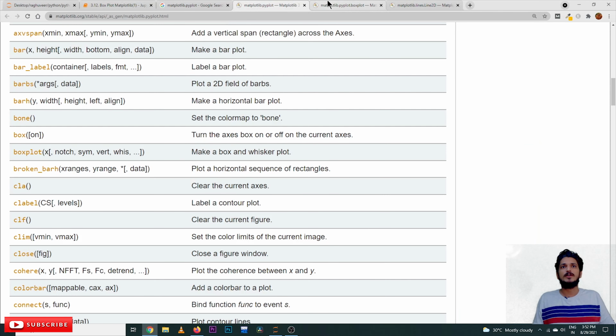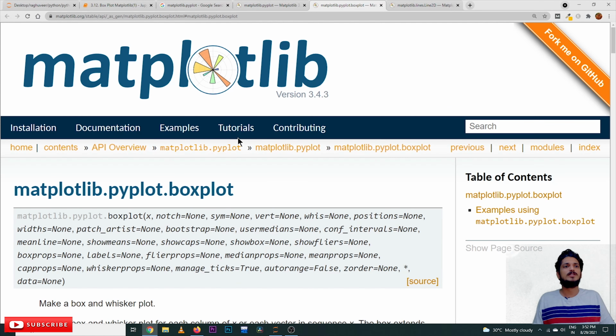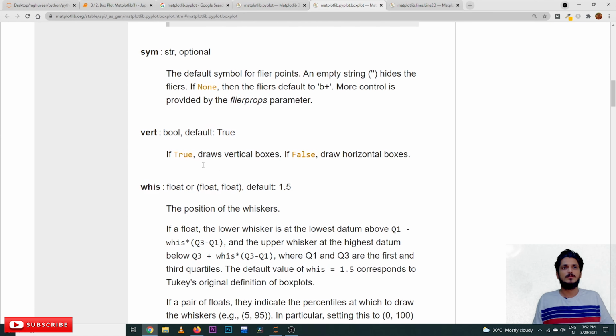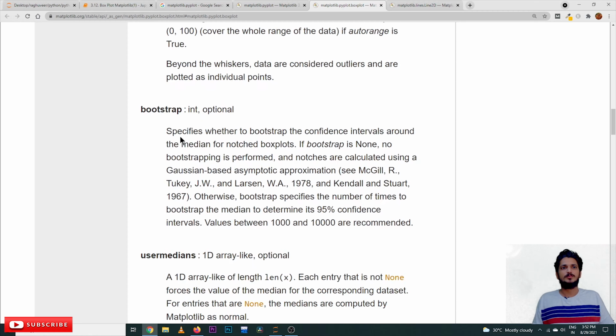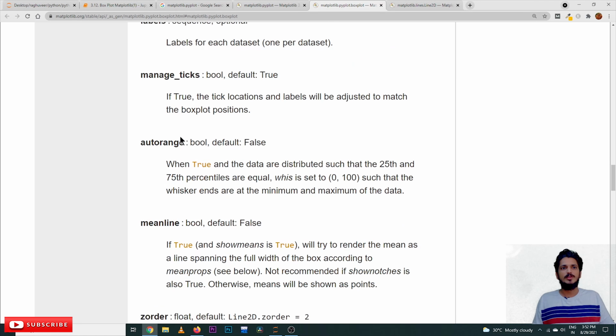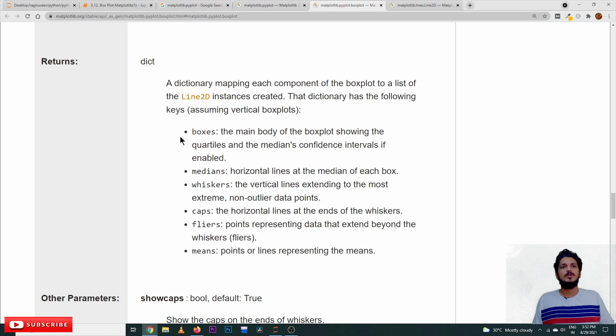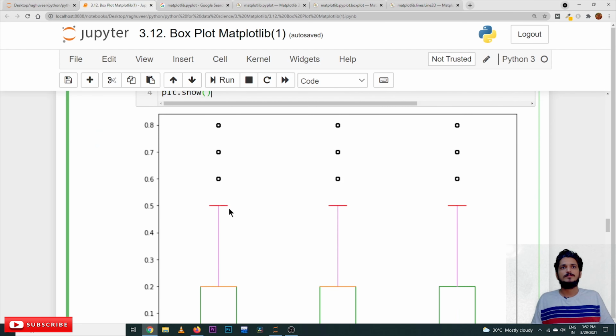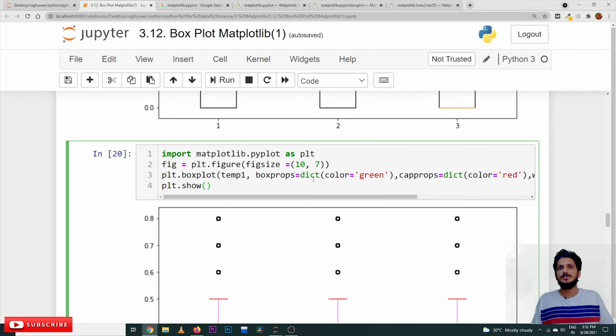Let's take a look at the function, then we will understand what these parameters are. See, boxprops, these are the list of parameters available, and we will use these parameters in order to give different colors to our box plot. So boxprops is equal to dictionary, color is equal to green.